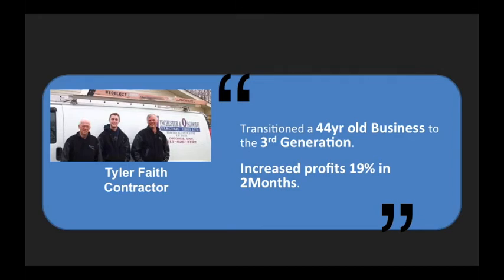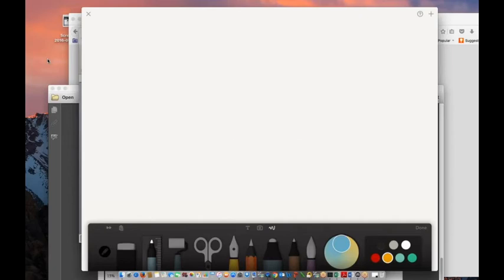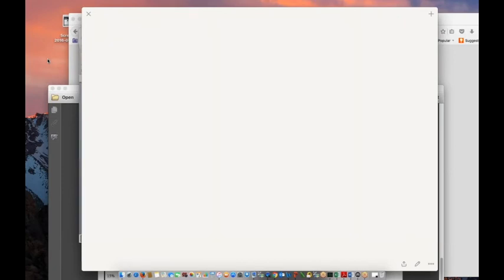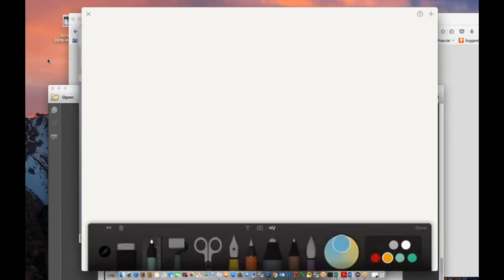So enough about Tyler. In the previous iPad that I showed you guys, the break-even margin was 25%, all right? So we're going to try and carry that through so that we're using this example consistently throughout the presentation. So let's just focus that our profit break-even is equal to 35%, and our break-even is equal to 25%, okay? So we're all on the same page.